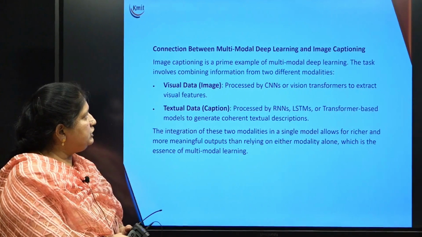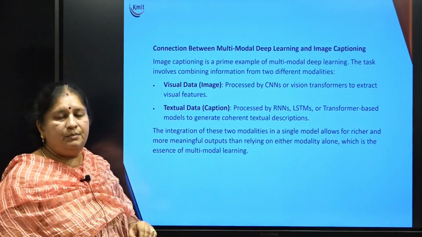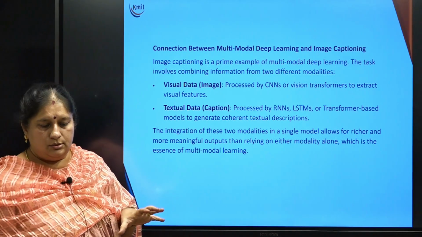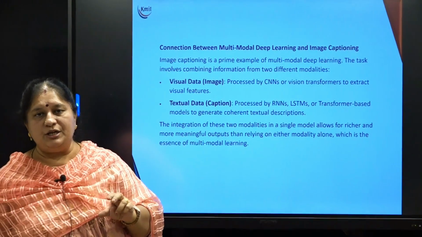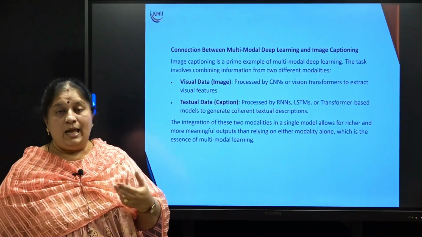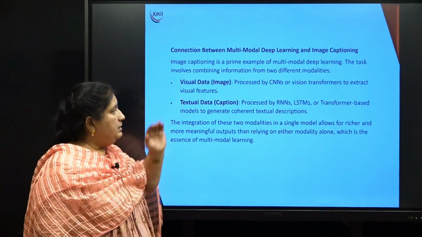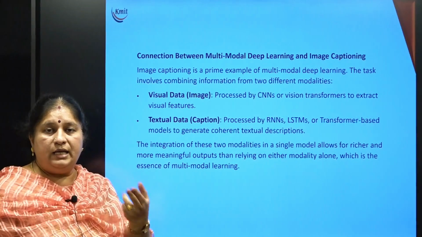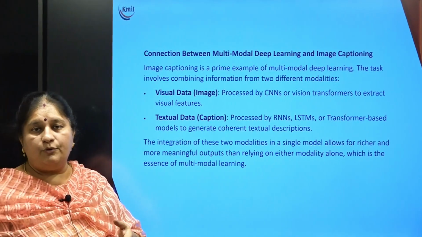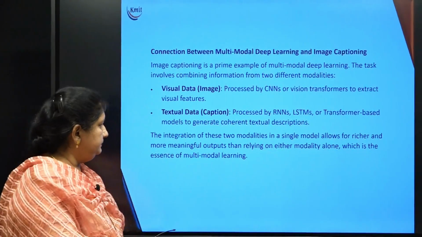So what is the connection between multimodal deep learning and image captioning? How does the application of image captioning fit into multimodal deep learning? As I already mentioned, under the image captioning application we have two types of data. Whenever we are dealing with more than one type of data, it fits into this category. In the next session we will be talking about multimodal deep learning and the data sets which help for training.